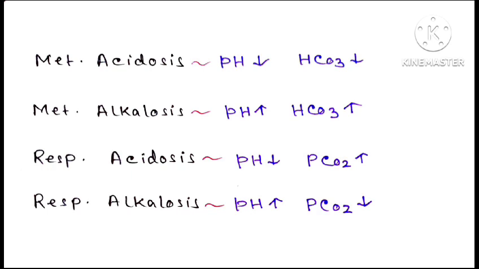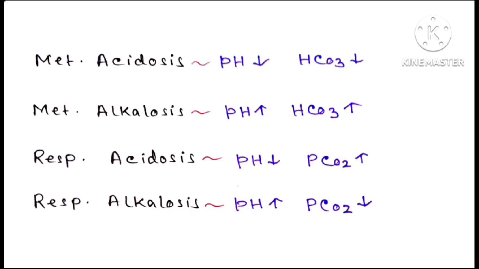First one is metabolic acidosis. By the name, acidosis means here pH value will be decreased, and metabolic means that it is related to bicarbonate value. So here bicarbonate value is proportional to pH value. So pH value is decreased as well as bicarbonate value is also decreased.